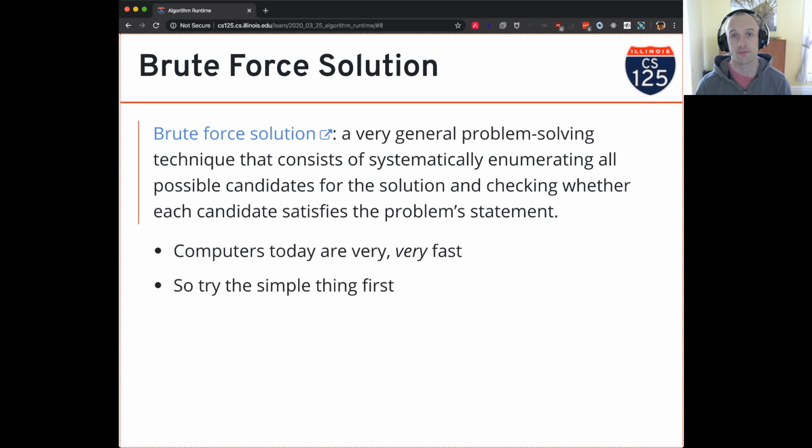And so sometimes it makes sense to try the simple thing first, again, either as a point of comparison, or depending on the kinds of problems you have to solve, you might never need to do something more sophisticated.